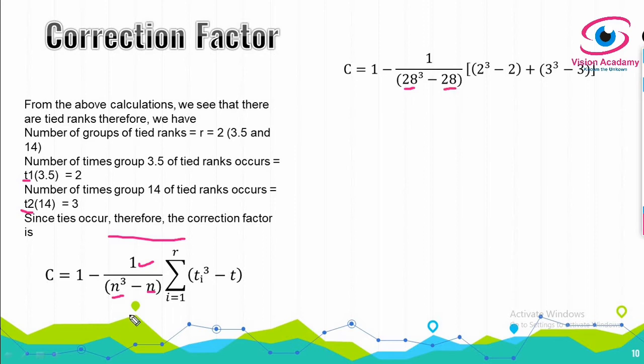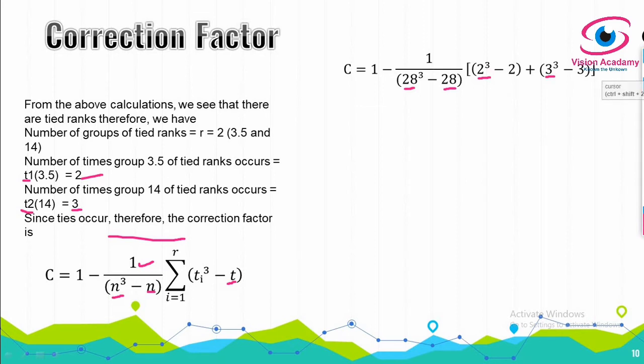28 cube minus 28. So here Ti cube means first tied group. First tied group is 2, so that is 2 cube minus 2. So Ti minus T, T is the number of times, 2 here. So 2 cube minus 2 plus second one, one more tie we have, that is 3. 3 cube minus 3. If there is one more tie, after taking plus, we have to take t cube minus t only.